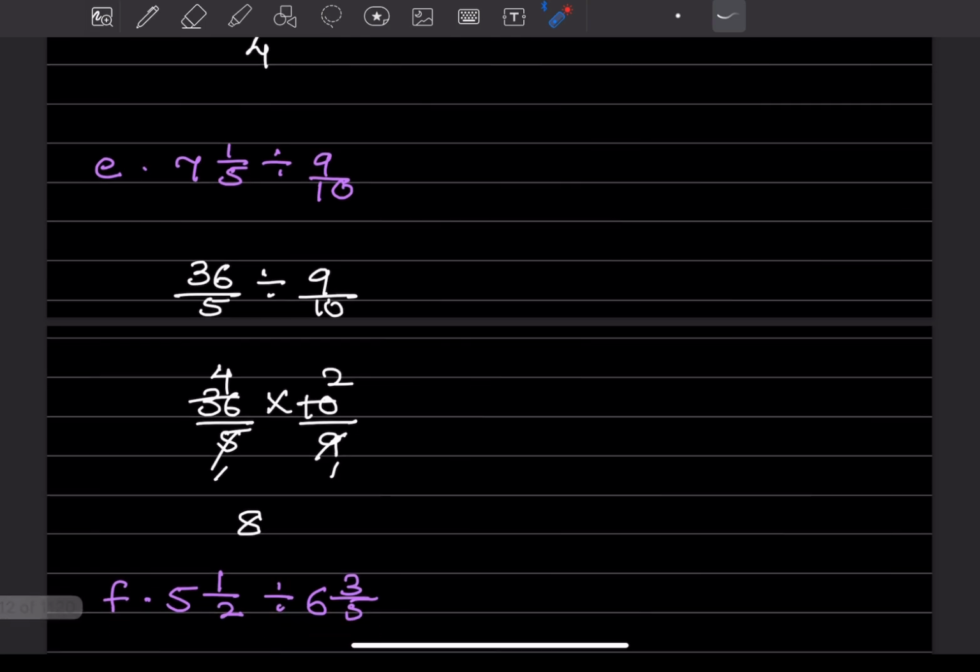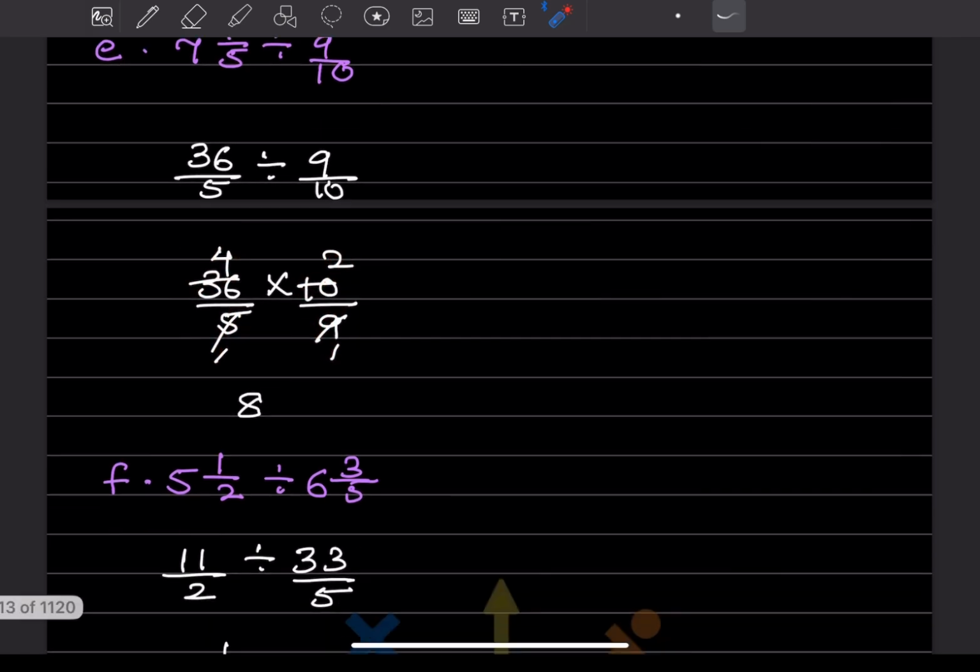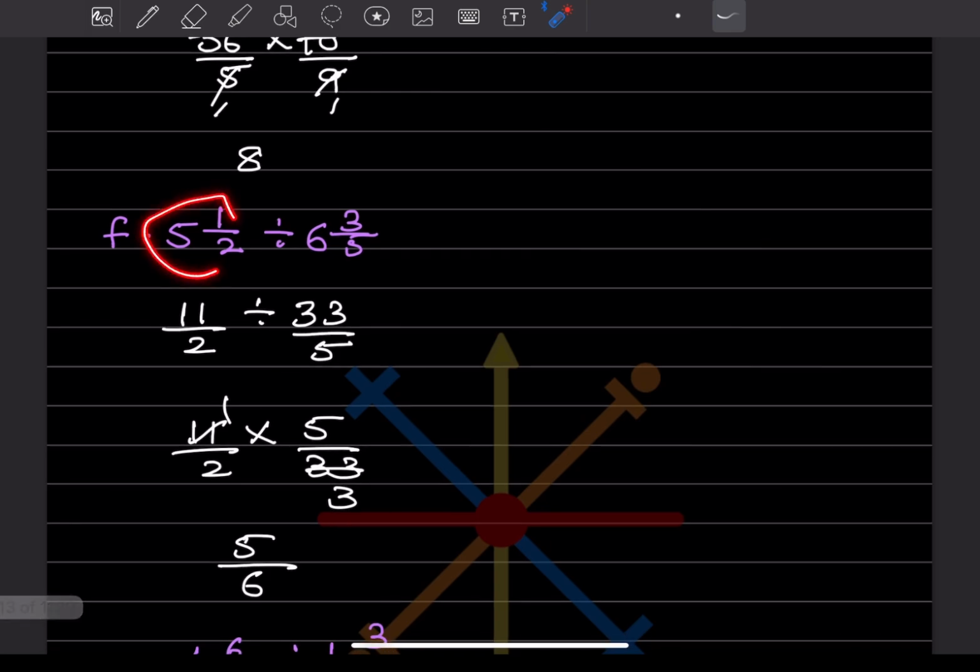Here, this is going to be 35 plus 1, 36 by 5. This is divided by 9 by 10. So 36 by 5 multiplied by, this will be 10 by 9. 5 ones are 5 twos are 9 ones are 9 fours are. So this will be 8. This is going to be 5 twos are 10, 10 plus 1, 11 by 2.